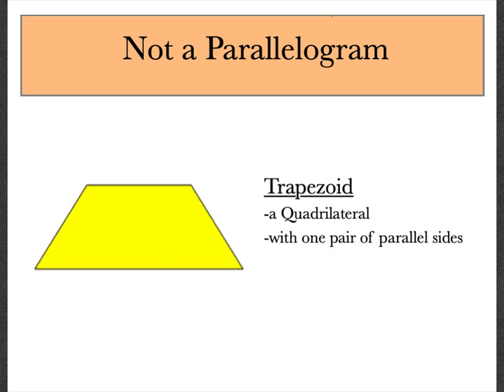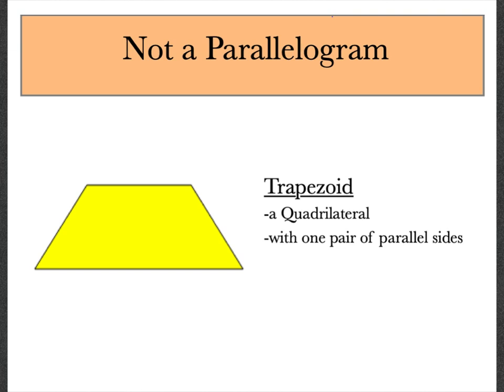I skipped one. This is a trapezoid. So a trapezoid is a quadrilateral, and it has 1 pair of parallel sides. So in this case, our parallel sides are this one and this one. These 2 are our parallel sides, and it only has 1 pair. If I were to take this other side and extend it out, you can see that eventually these are going to intersect. So that is what makes a trapezoid. It only has two lines, 1 pair, that are parallel sides.